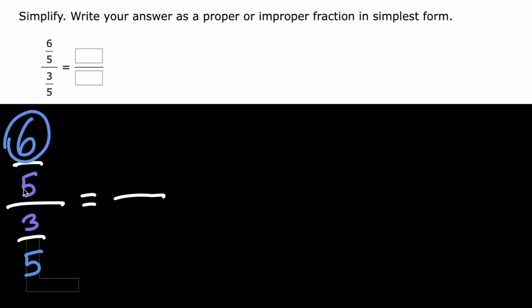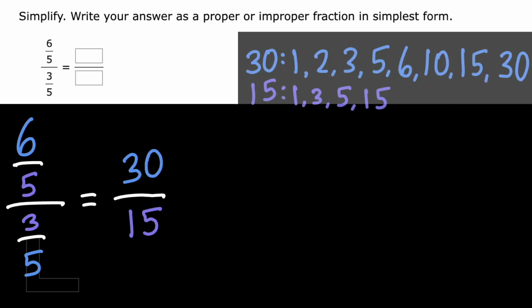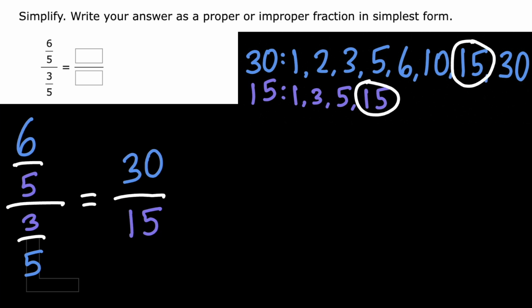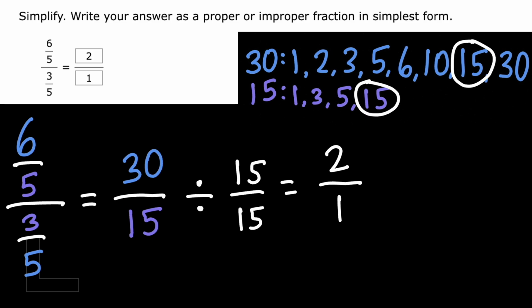In this next example, we can do 6 times 5 to make 30, 5 times 3 to make 15, and list all the factors of each. And since 15 is a factor of both 30 and 15, we could divide both of them by 15, which simplifies to, once again, 2 over 1.